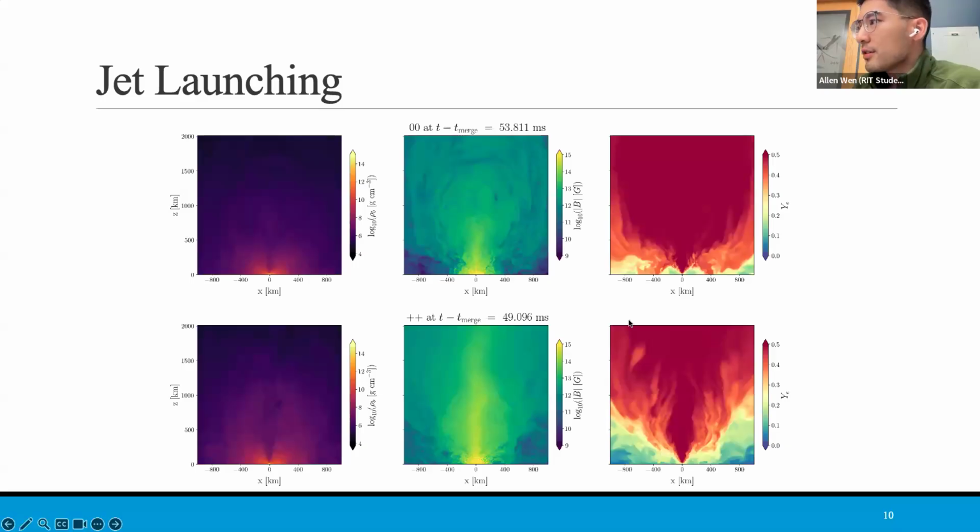And in the last snapshot I have of these simulations, you can see that at larger distances, in the plus case, the magnetic fields remain collimated to very large distances along the polar axis. And you see a very organized accretion disk that's stratified in your electron fraction. So you do see much neater collimation in the plus case.